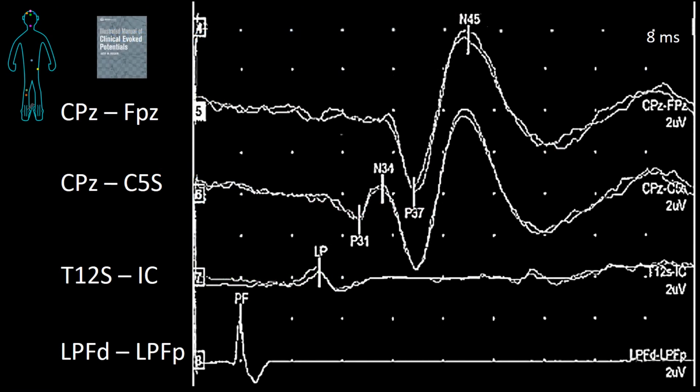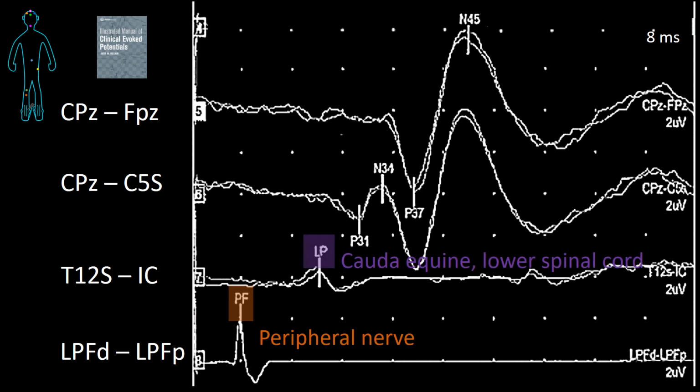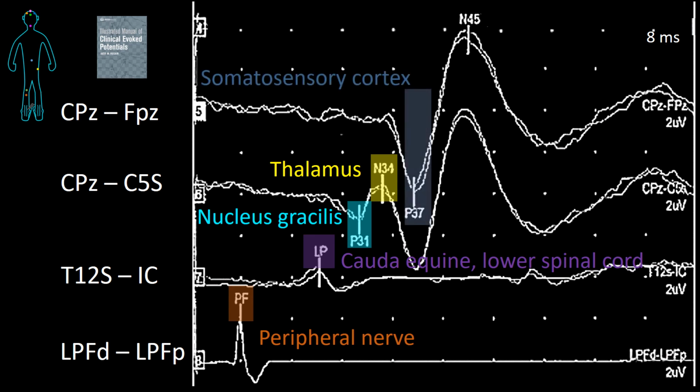In this new frame, I have just introduced the somatosensory evoked potential for posterior tibial nerve. The first peak corresponds to the action potential propagation of the tibial nerve at the popliteal fossa. The generator of the LP is the cauda equina and also some lower spinal cord regions. The generator of P31 is the nucleus gracilis. The generator of N34 is the thalamus. The generator of P37 is the somatosensory cortex.